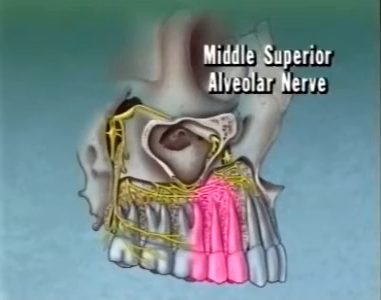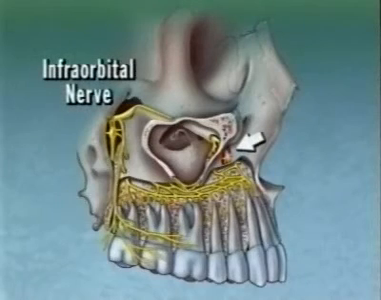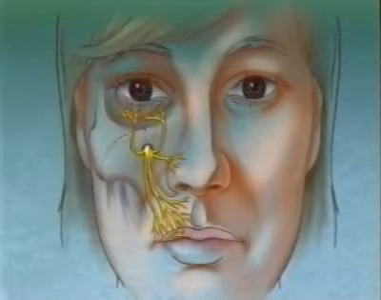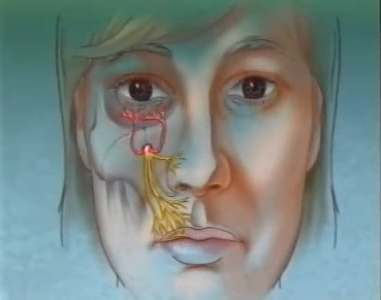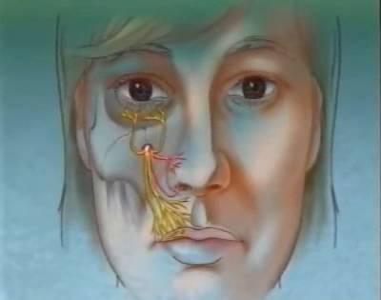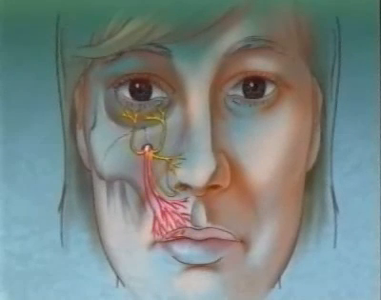If present, the middle superior alveolar nerve supplies sensation to the premolar region and the mesiobuccal root of the first molar. The infraorbital nerve emerges from the infraorbital foramen to divide into its terminal branches. The inferior palpebral branches supply the lower eyelid. The external nasal branches provide sensory innervation to the side of the nose, and the superior labial branches pass to the upper lip.